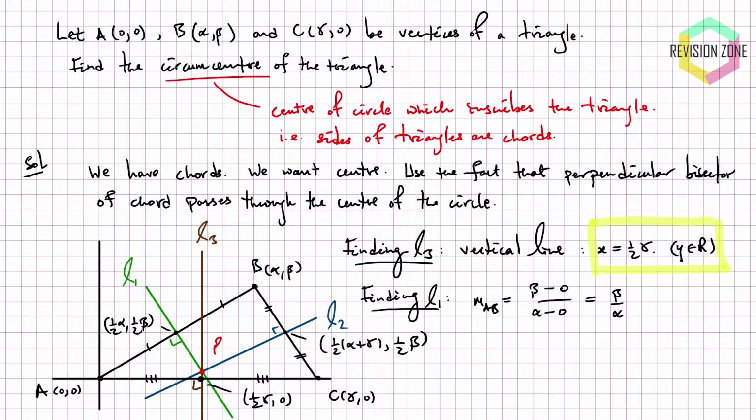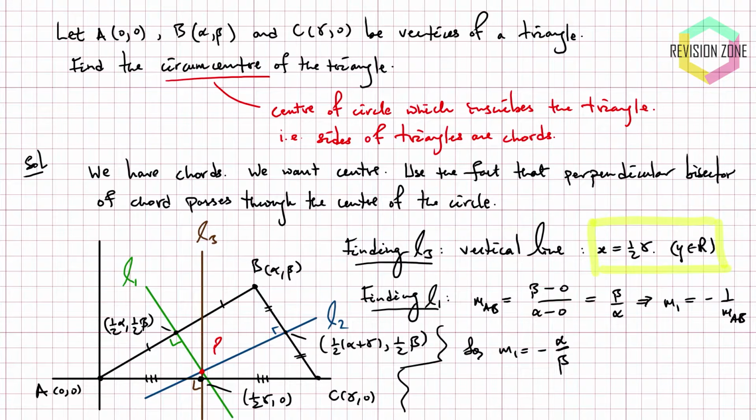We need to figure out the gradient of L1, and that's not easy. The sensible way of doing it would be to figure out the gradient of the segment AB, and then use the fact that this line L1 is perpendicular to the segment AB. Okay, so the gradient of AB is going to be change in y over change in x. Well, my y2 is beta, my y1 is 0, so the numerator is beta minus 0. My x2 is alpha, my x1 is 0, so the denominator is alpha minus 0, which simplifies to give me beta over alpha.